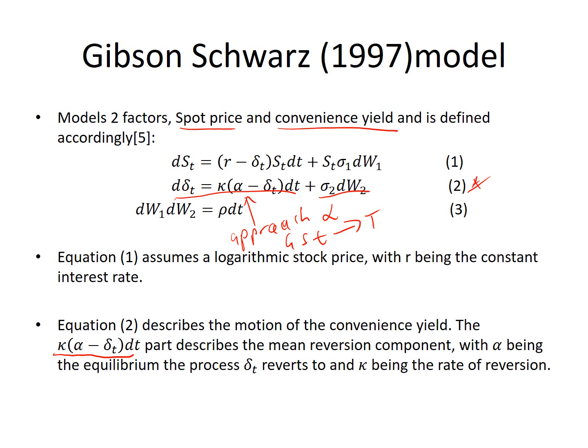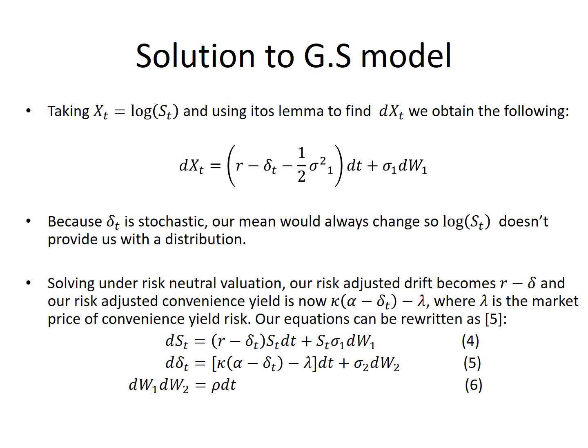Okay, so solution. Upon inspection, taking the log spot price and using Ito's lemma to find its distribution, you see it includes this in the drift term. However, this is stochastic, so this means the mean would always be changing. Therefore, there is no distribution for the log spot price. We haven't got any definition of what it would be.